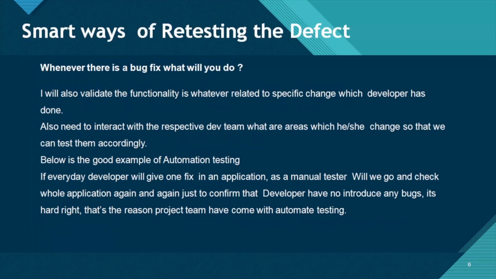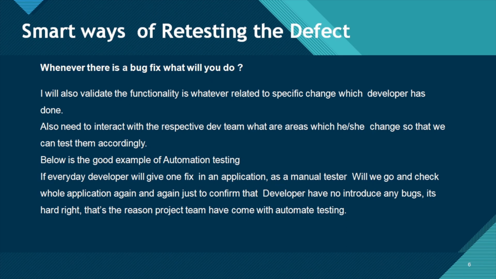Okay, then what are smart ways of retesting the defect? Whenever there is a bug fix, what do we need to do? I have mentioned some points here. I'll also validate the functionality related to the specific change which the developer has done. And after that we also need to interact with the respective dev team about what areas he or she changed so that we can test them accordingly.